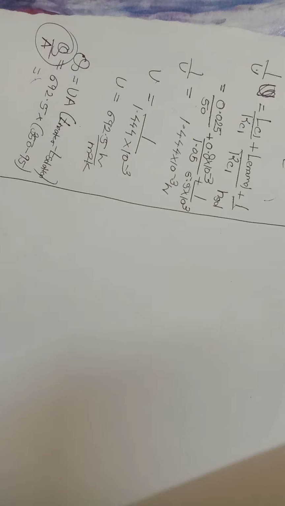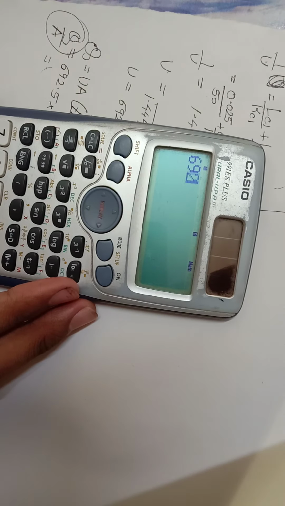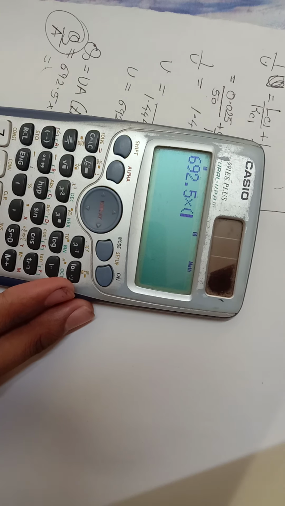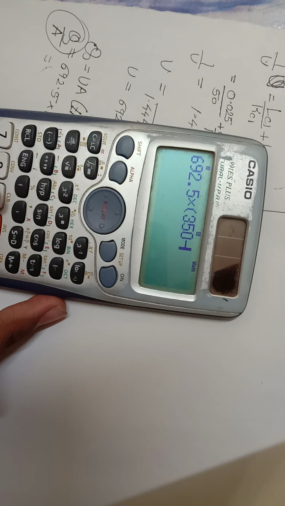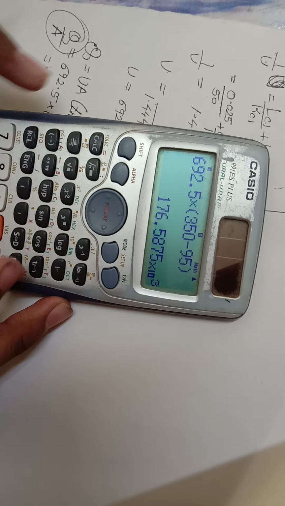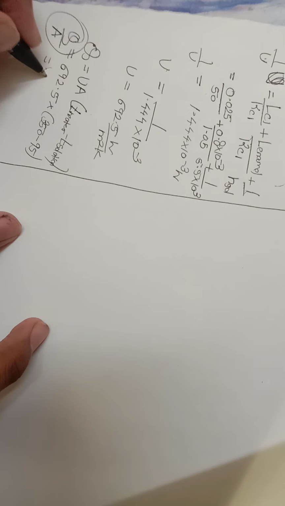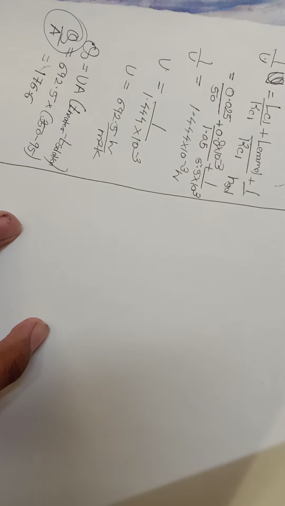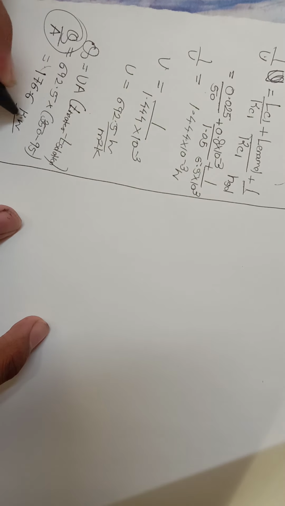After multiplying, 692.5 into (350 minus 95), we get 176.5, which is 176.6. What is the unit? Kilowatt per meter square.